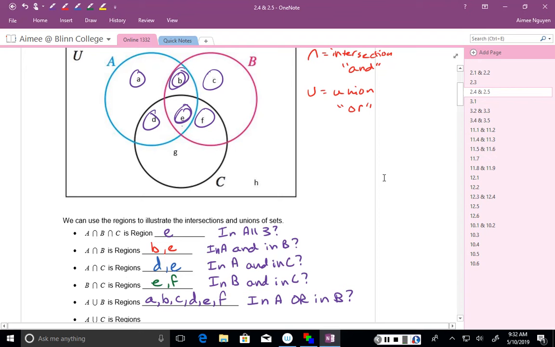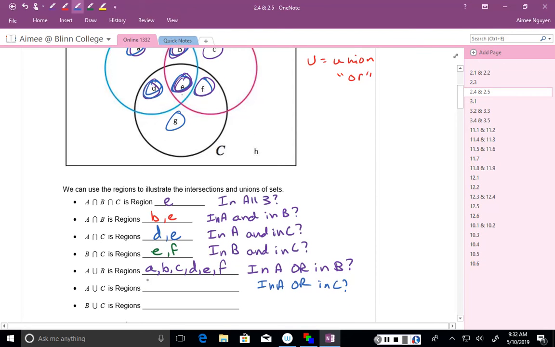Now if I'm going to do A union C, that means all of the stuff in A or in C. So again, A, B, D, and E. This time I want C, so D, E, F, and G. So my answer there would be A, B, D, E, F, and G. Then similar for B union C, in B I've got B, C, E, F, and in C I've got D, E, F, and G. So B union C, in B or in C, would be B, C, D, E, F, and G.